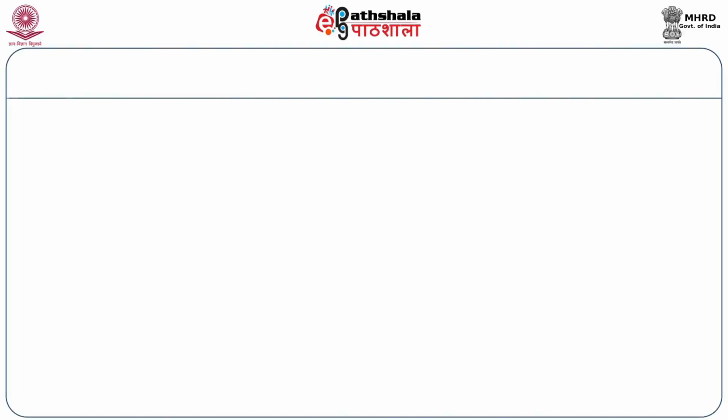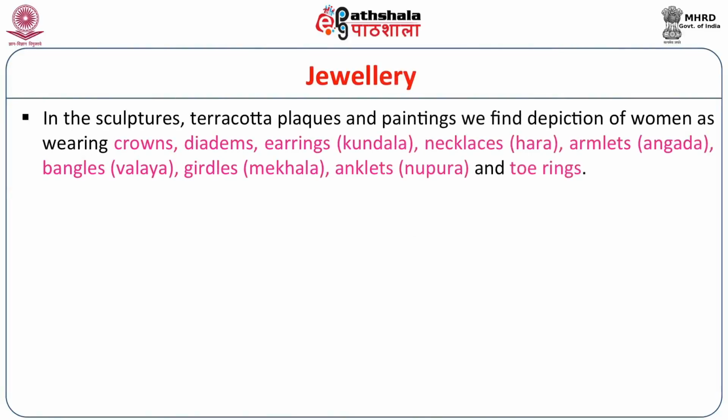Now, after the dresses, let us come to jewellery. In the sculptures, terracotta plaques and paintings, we find depiction of women wearing crowns, diadems, earrings, which are known as kundala, necklaces, hara, armlets, angada, bangles, valaya, girdles, mekhala, anklets, nupura and toe rings. And you will notice that most of the jewellery are still in use. We do not wear them regularly, but these are very much in use during the time of marriages or other social occasions.